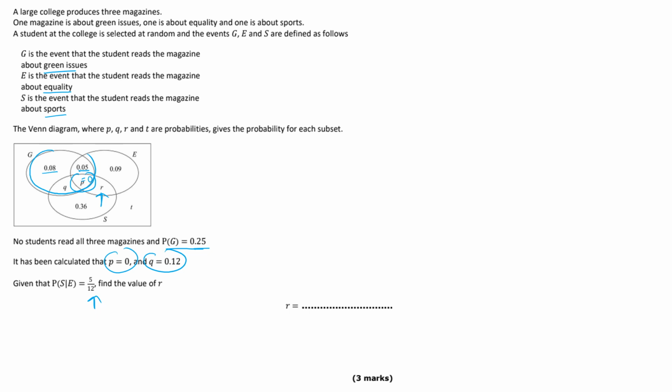So we can use the formula for conditional probability. The probability that S given E is equal to where those two intersect divided by the probability of E. So S intersection E, because the P in the middle is 0, is just R. So that's R over the probability of E, which, if we add all these up, is 0.14 plus R, and we're told that that's equal to 5/12.